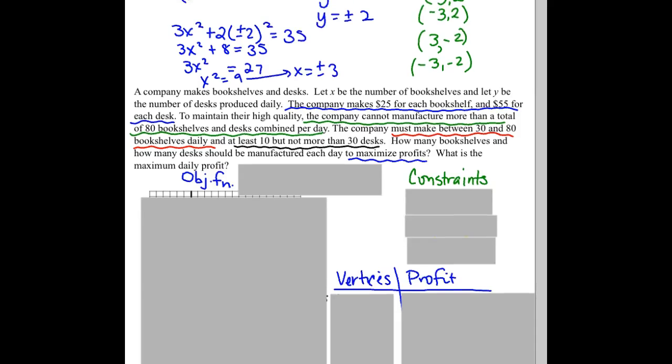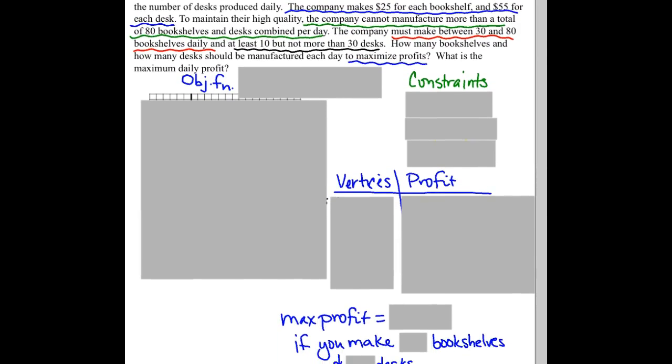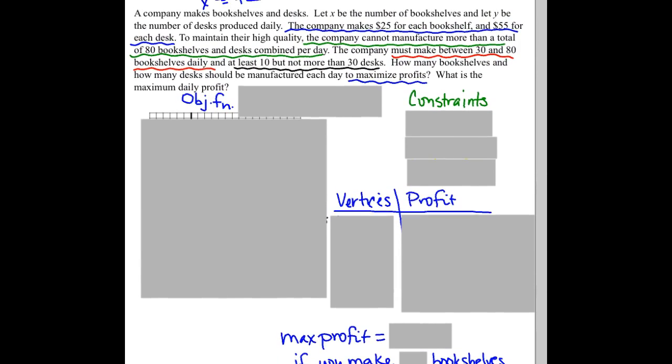All right, the second question was one of our linear programming problems. Had a lot of steps to it. So first thing you should do is just read through it. Skim through it, kind of get an idea of the information they're giving you. Then you need to go back and look at what questions they've really asked.